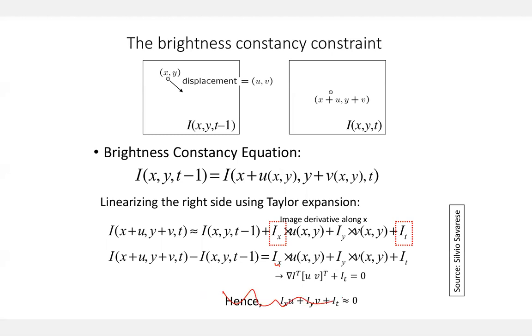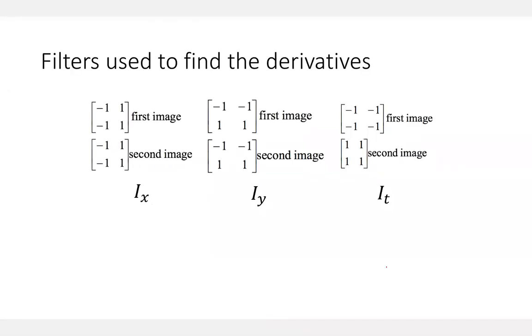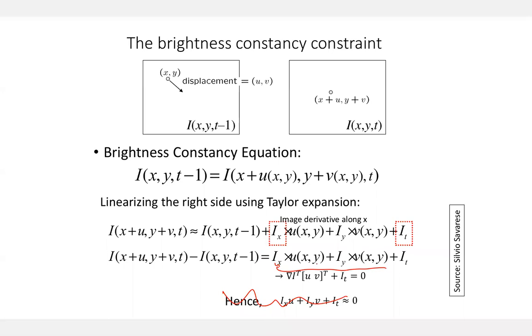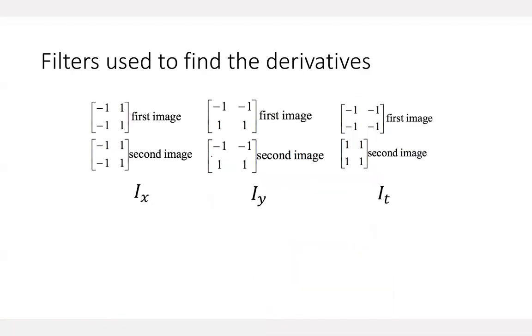Actually, this is not needed. This is already here. By the way, to actually implement this Ix, Iy, It, if you remember, we can just use this derivative filter to approximate that. For example, if I want to compute Ix, I can approximate it with the image convolved with a filter like that.